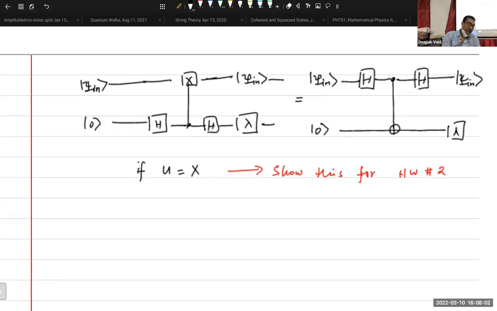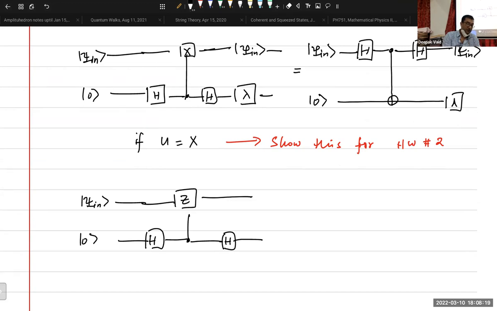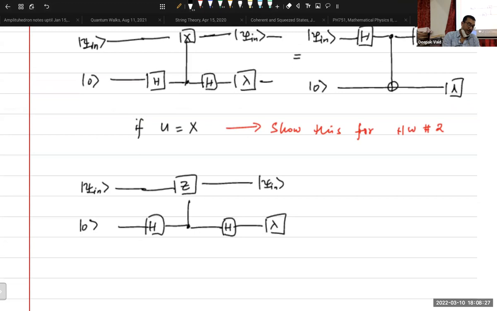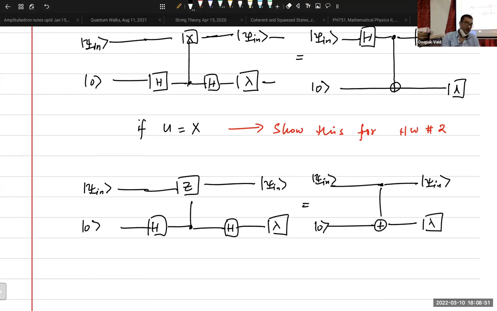One has a similar identity for the Z operator. If you want to measure the Z operator, again you have Hadamard, control, Hadamard. You get psi in, and you measure the eigenvalue of Z over here. So the statement is that we can replace this with a single C naught. Psi in, 0, psi in, and then this will be the eigenvalue of Z.